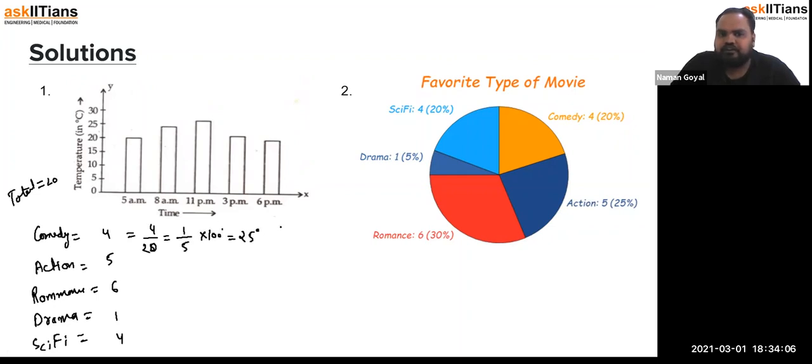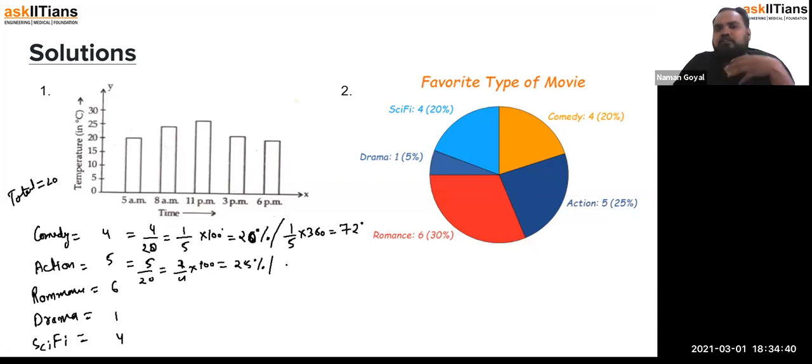So for comedy it is 20%. And for the angle, you have to multiply it by 360, so it is 72 degrees. Similarly, 5 upon 20 is equal to 1 upon 4 times 100, which is 25%, and 25% is a 90-degree angle. Same for romance, same for drama, and same for science fiction.